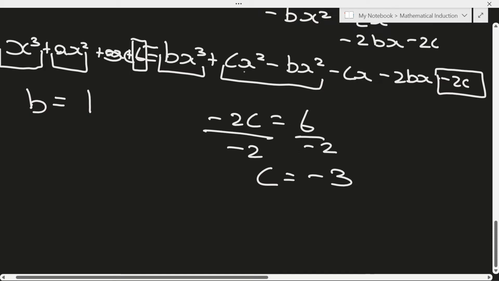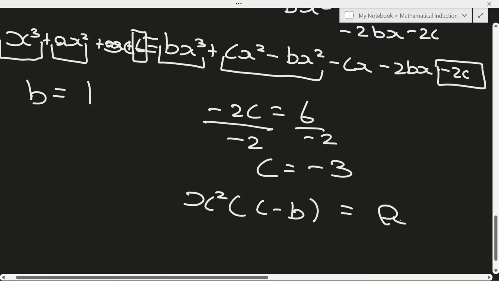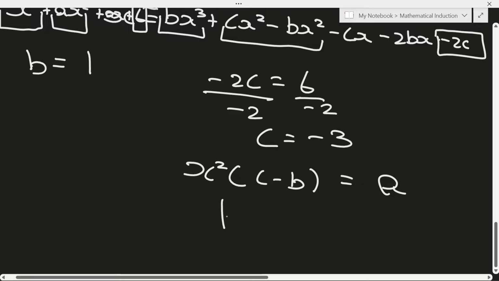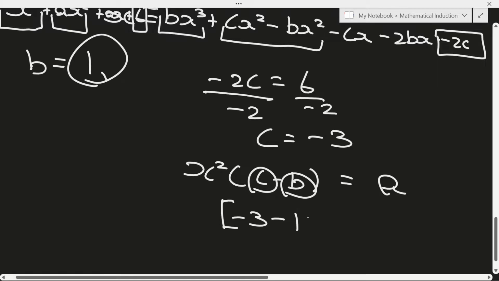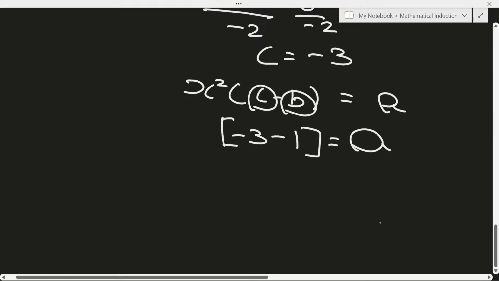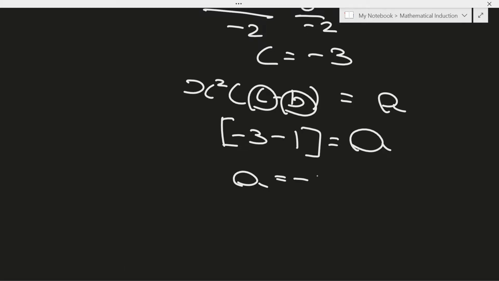So if we have cx squared minus bx squared, we can factor out x squared, and then c minus b should be equal to a. And we know that c is minus 3. So where we have c here, we can put minus 3, minus, and we know that b is 1, because we found that out first. So minus 3 minus 1 should be equal to a. Therefore, we know that a is equal to minus 4.